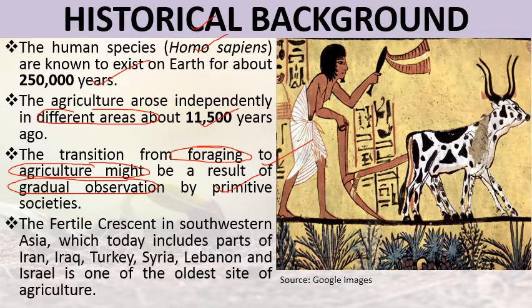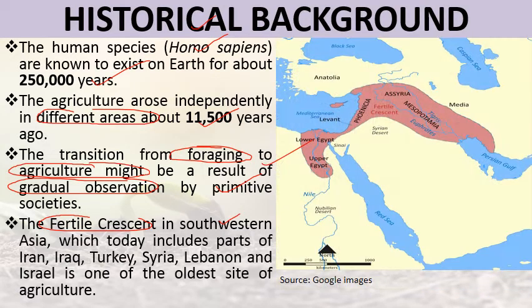And the Fertile Crescent in southwestern Asia, which today includes parts of Iran, Iraq, Turkey, Syria, Lebanon, and Israel, is one of the oldest sites of agriculture. So जो Fertile Crescent है that we can see in this map, so ये जो countries हैं like Iran, Iraq, Turkey, Syria, Lebanon, and Israel, these are among the oldest sites of agriculture in the world. So this is the brief historical background regarding economic botany.